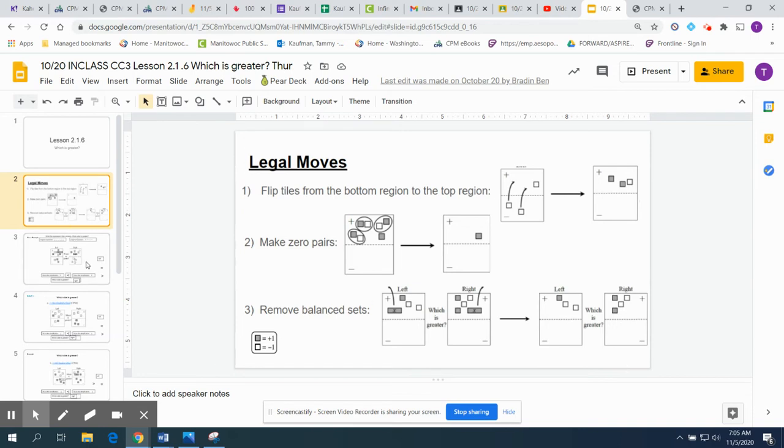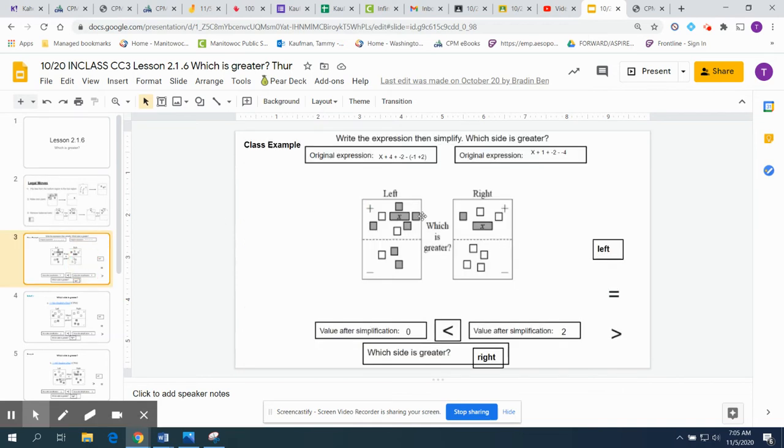All right, so we're going to use those today to try to compare mats. First off, we're going to write the expression. So I wrote this expression. I started with my X plus 4 plus -2. That's all the stuff on the top. And then I know I went to the bottom because there's a negative sign. So on the bottom, I have a -1 unit tile, and I have 2 positive units. And on this side, I have my X plus 1 plus -2. So that's all on the top. And then on the bottom, I have -4.